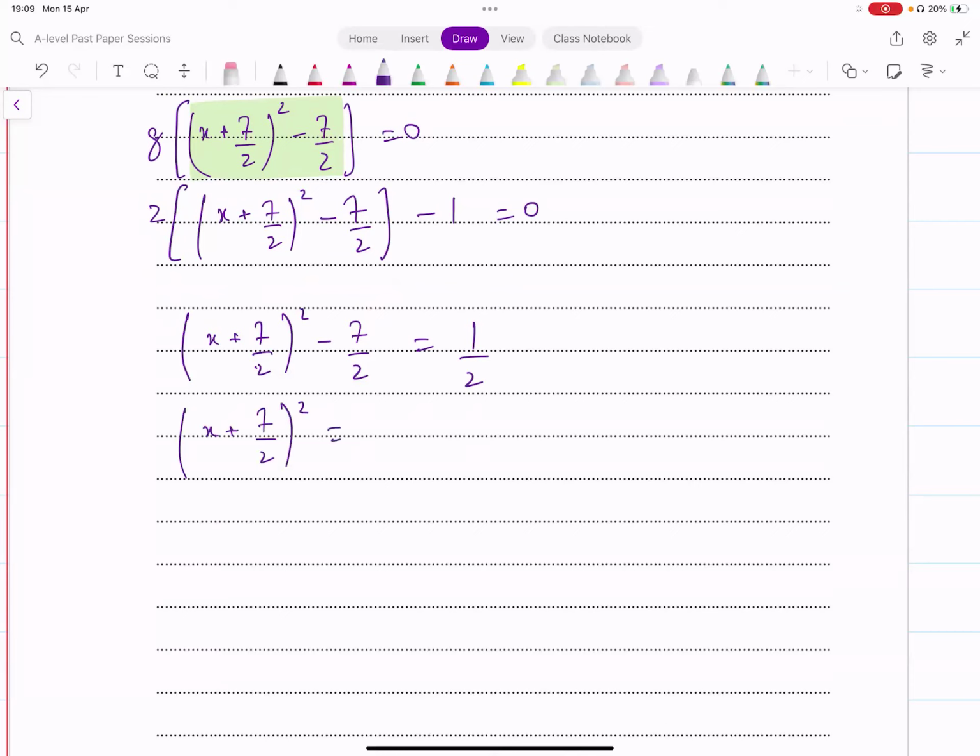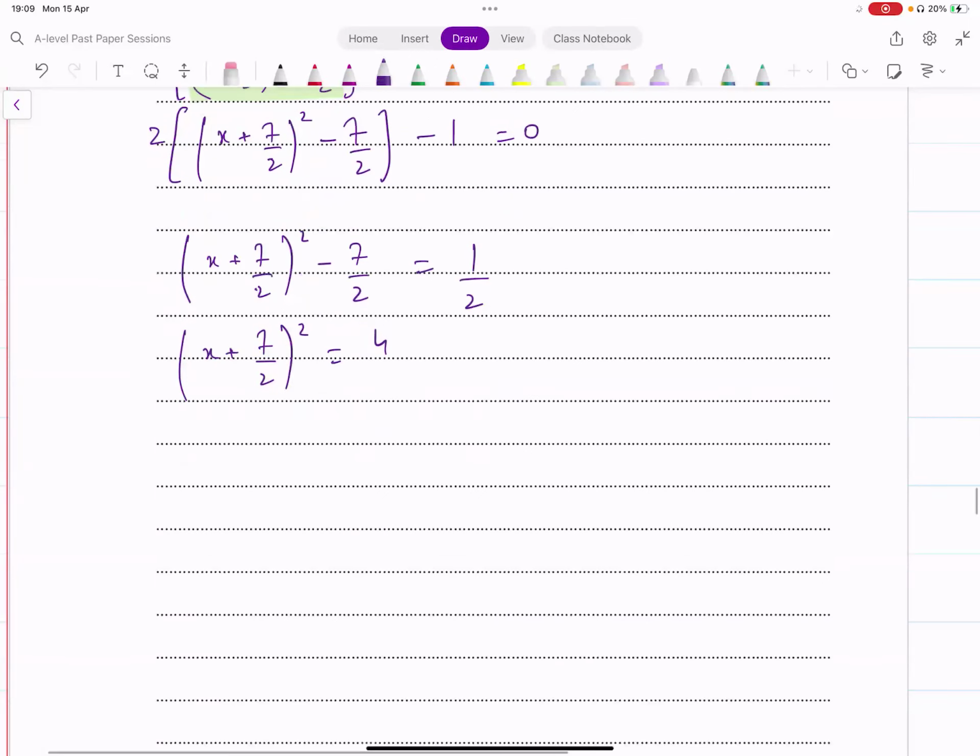Seven over 2 plus 1 over 2, that's 8 over 2, which is 4. Now you take square root on both sides. When you take square root, remember, plus minus. So you have x plus 7 over 2 equals plus minus 2. On the left side, the square gets eliminated. On the right side, the square root of 4 is 2, and you have plus minus 2.